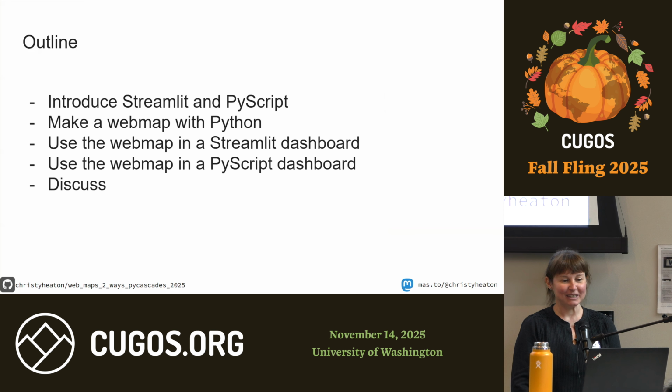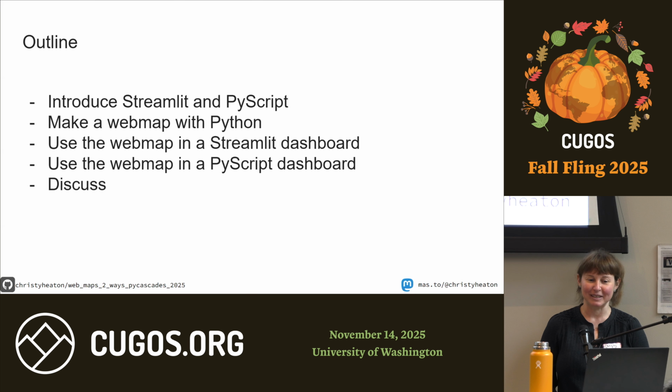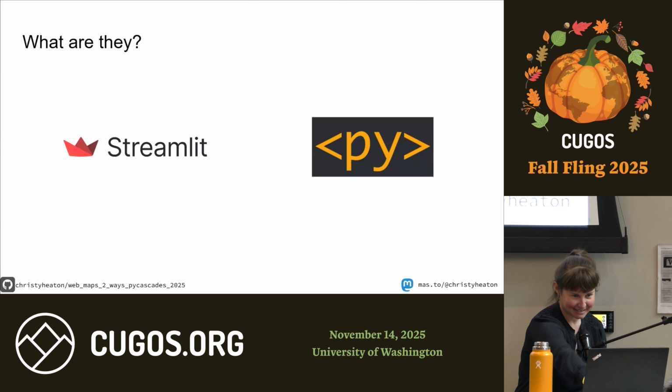So in this talk, I'm going to introduce my two ways to make web maps, Streamlit and PyScript. Then I'm going to make a web map with just Python, and then we'll use that web map in a Streamlit dashboard, and then we'll use that map in a PyScript dashboard, and then we'll discuss the differences. So let's talk about what these are.